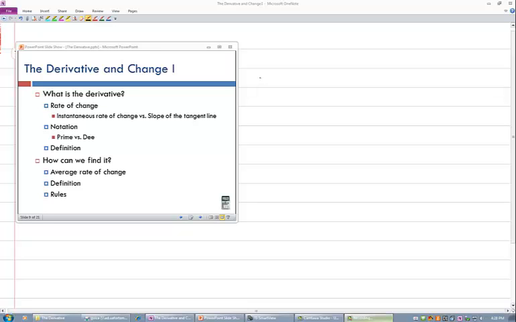So the first lecture we have is called The Derivative and Change Part 1. And we want to ask this question. What is a derivative? So this is a simple idea.